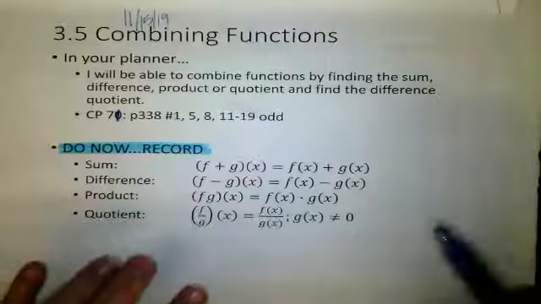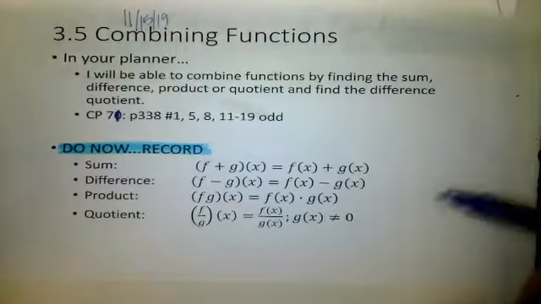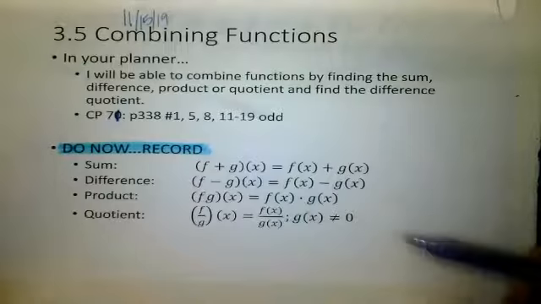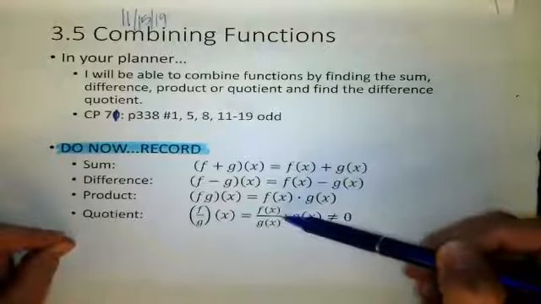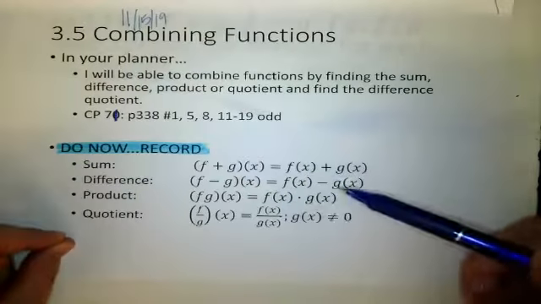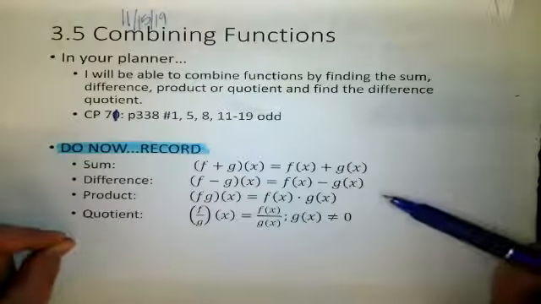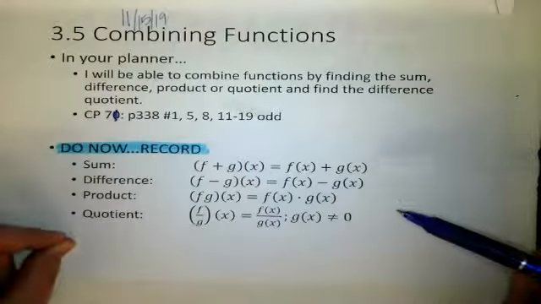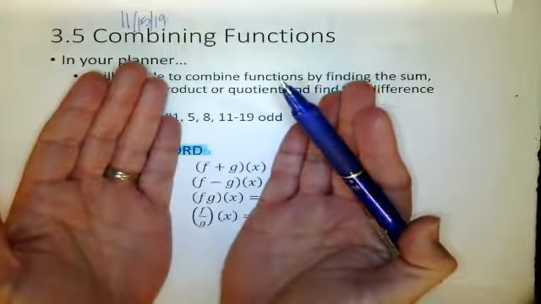All right. So the key with combining functions today is we are taking functions and we are either adding them, subtracting them, multiplying them, or dividing them. That is what we are doing today. And it can be easy or it can be hard based on your knowledge of the notation. So this is the notation. This is the new terrible notation that I absolutely hate.